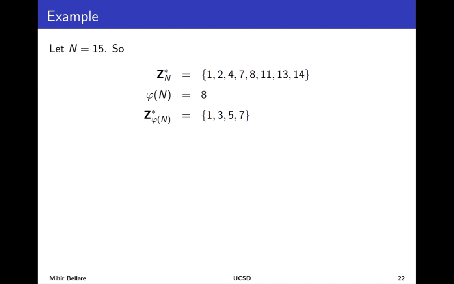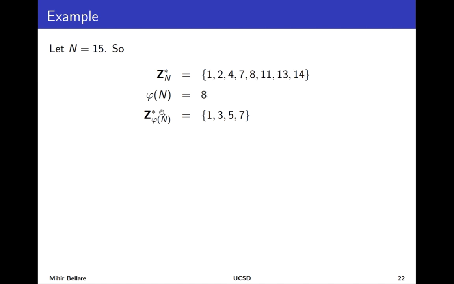So let's look at an example of this. Suppose we choose as modulus the number n equals 15. What is Zn star? All numbers between 1 and 14 that have no common divisor with 15. So I write down all numbers from 1 through 14. I throw away anything that's a multiple of 3 or 5, and I'm left with these things over here. What is phi of n? The number of things in here. So 1, 2, 3, 4, 5, 6, 7, 8.